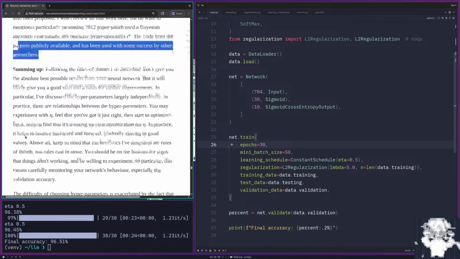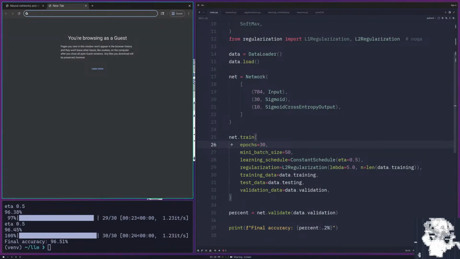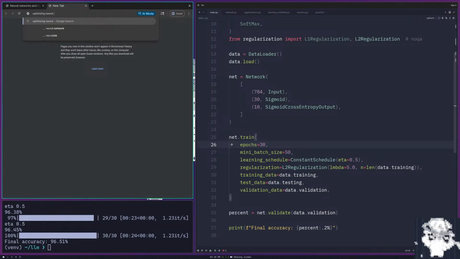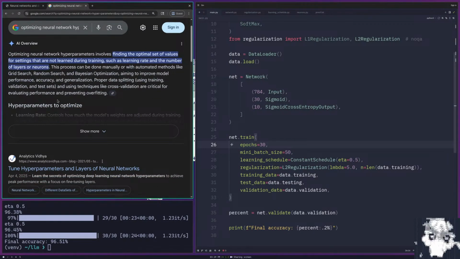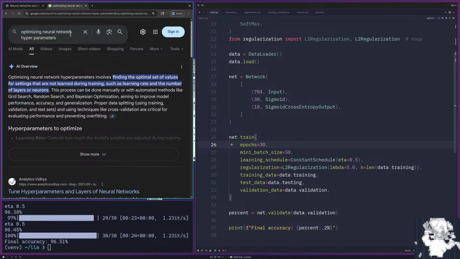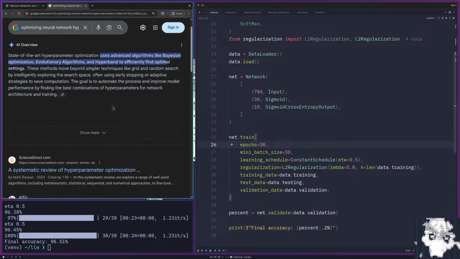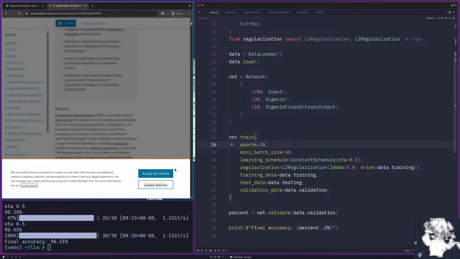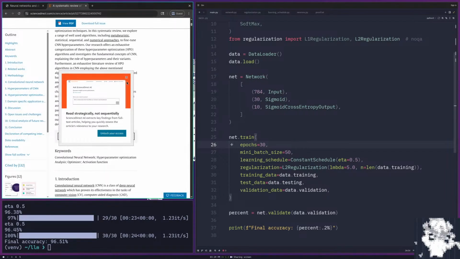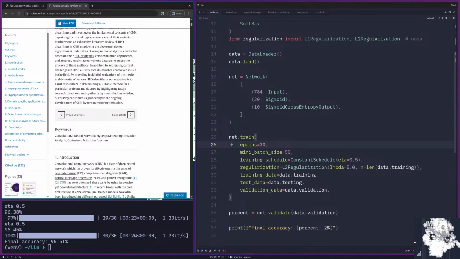That's pretty old now, so I wonder, what's the state of the art for optimizing neural network hyperparameters? State of the art. Is this a good way to search for this kind of thing? Alright, get out of here. Just tell me.